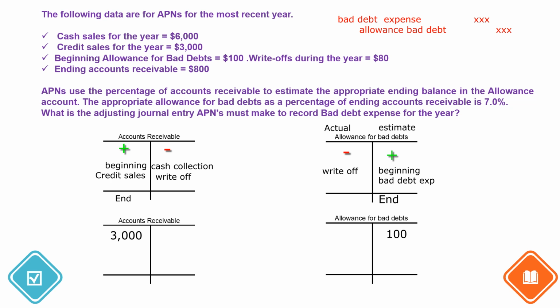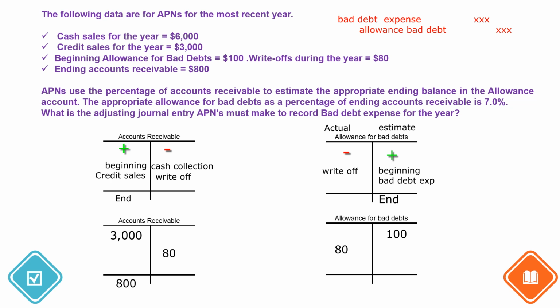They also give us that write-offs during the year were 80, and ending accounts receivable was 800. So I'm going to put the ending accounts receivable as 800, and the write-offs during the year of 80 go right here, because you can see this is the same number. That's all the information they give me. So you can see I'm missing a lot of things. I'm missing the beginning balance, I'm missing cash collections, and I'm missing the allowance for bad debts. There's a lot of stuff that's unknown here.